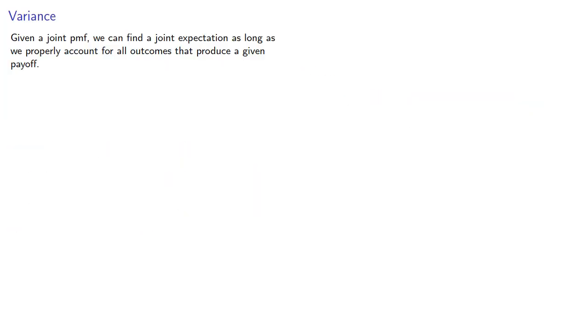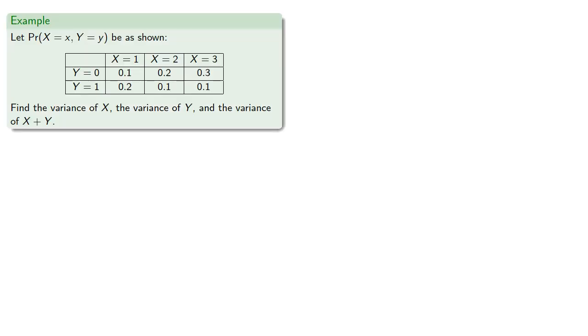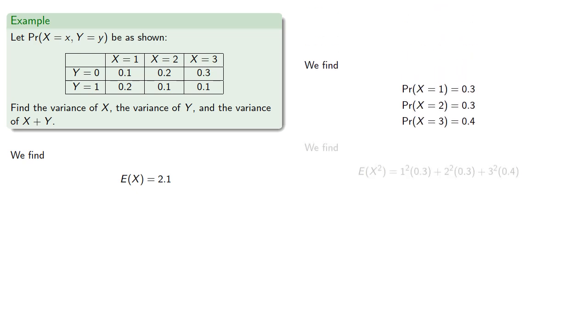And, as before, given a joint probability mass function, we can find a joint expectation as long as we can properly account for all outcomes that produce a given payoff. This means we can also find the variance of the random variables. So going back to our table, we've already found the expected value of x, and since we already know those probabilities, the expected value of x squared will be, and that gives us our variance.